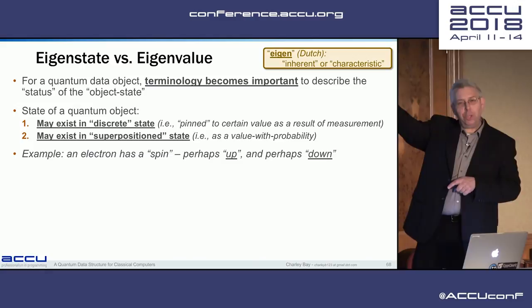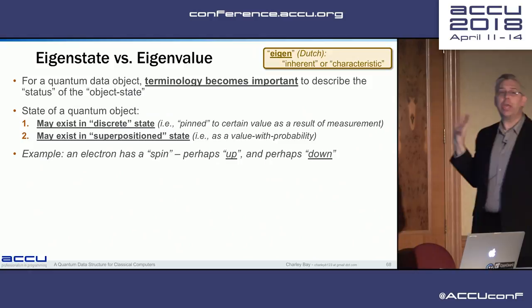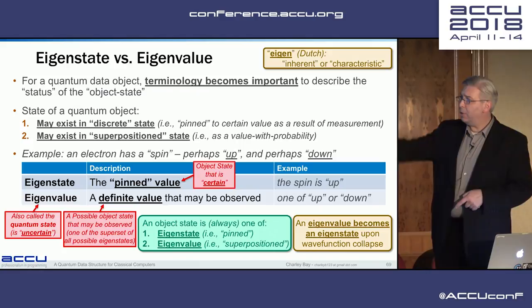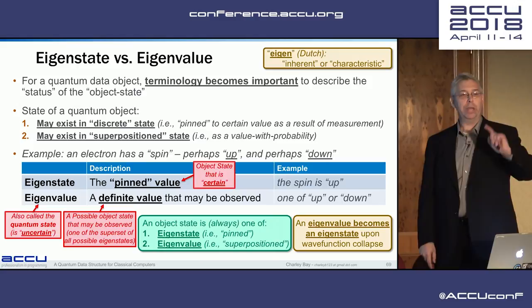Or did I not look at it yet? I'm using it, I'm maybe coupling it with other stuff, and it's in a superpositioned state. I haven't collapsed it yet. Well, that's the eigenvalue. So this eigenstate, eigenvalue, that's this. Eigenstate is the pinned value. You looked at it, you destructed it, you own it. You broke it, you bought it.